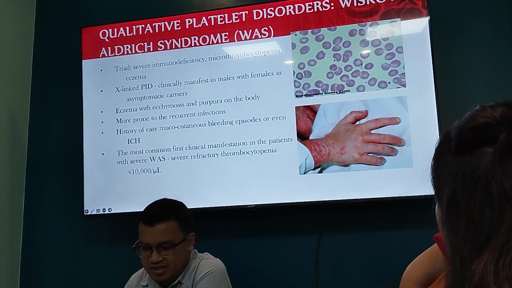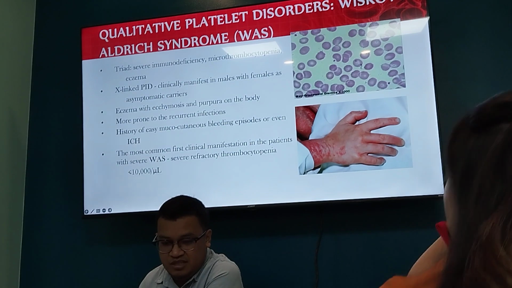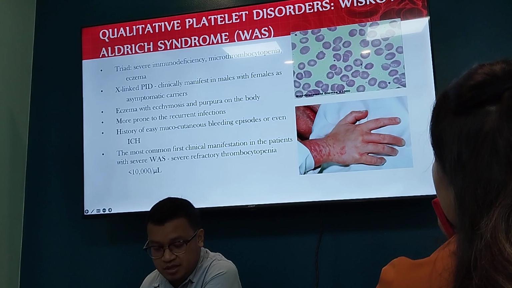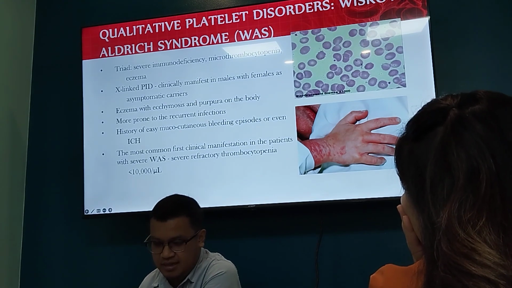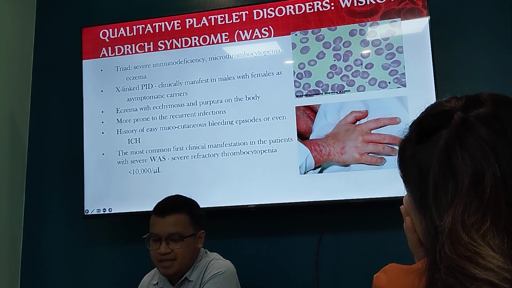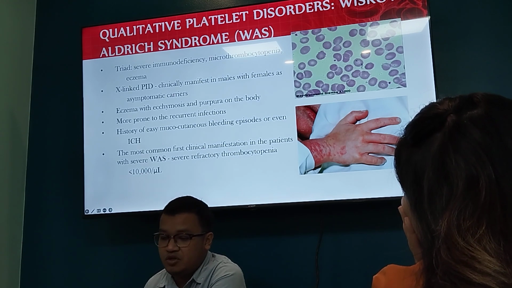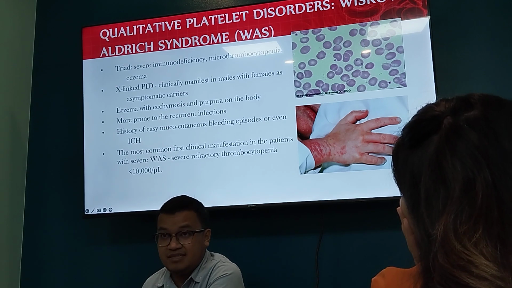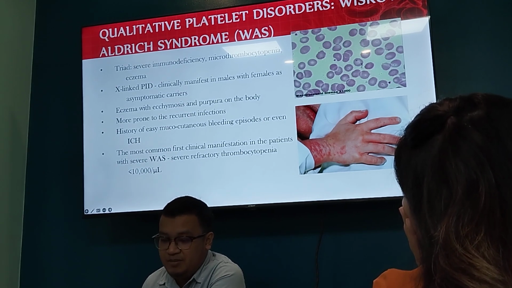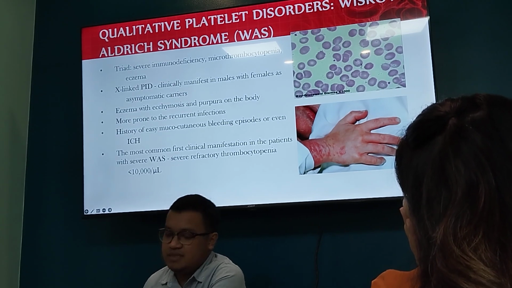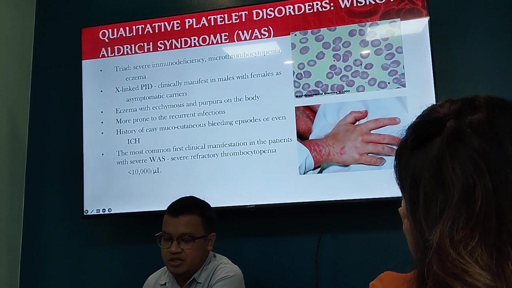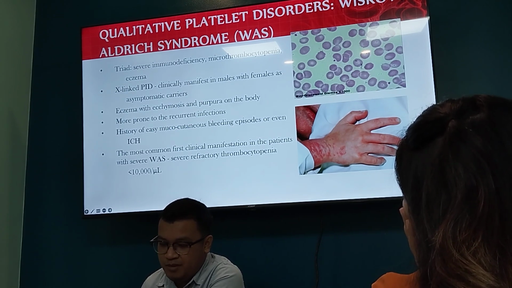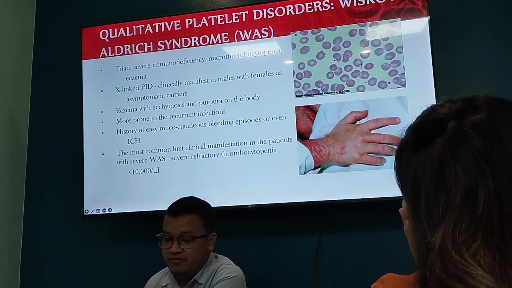So, the WAS is a characteristic combination of severe immunodeficiency. So, there's a triad: severe immunodeficiency, microthrombocytopenia, maliliit at konting platelets, and eczema. So, it is an X-linked primary immunodeficiency condition. So, WAS is clinically manifested in males, kasi nga, X-linked, with females as asymptomatic carriers of the disease. So, the patients develop skin lesions like eczema with prominent signs of ecchymosis and purpuric spots to the body and are more prone to recurrent infections.